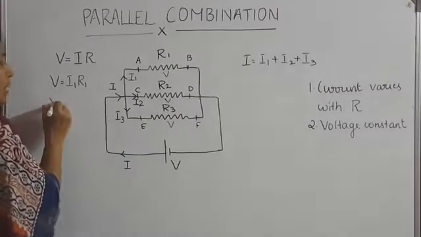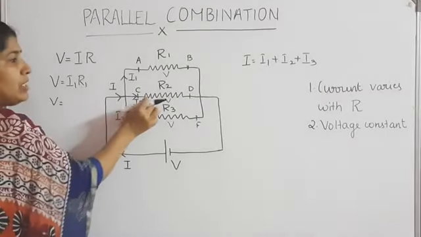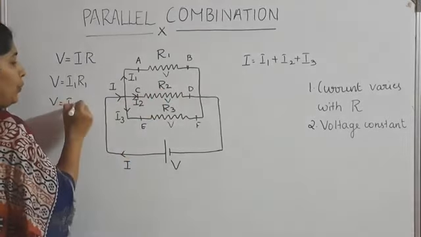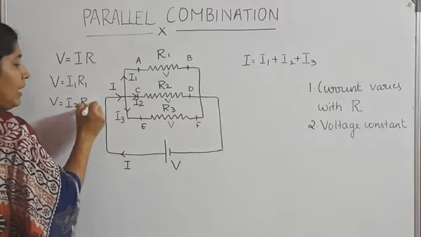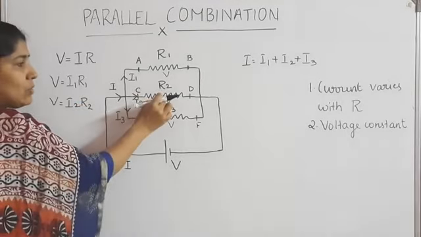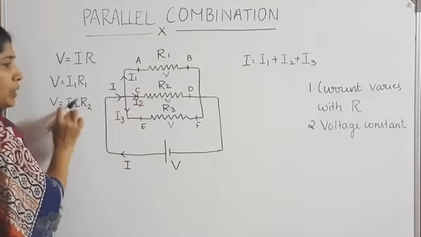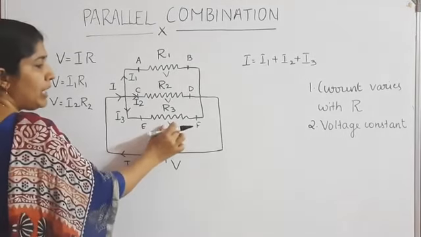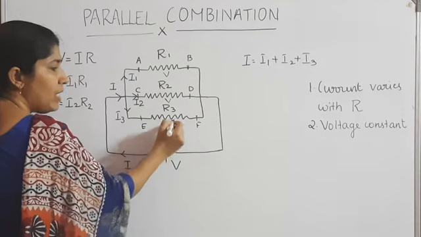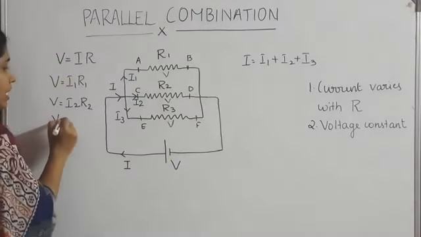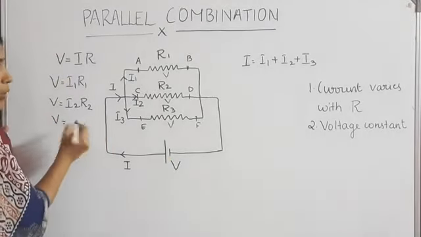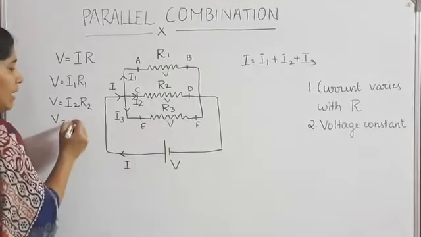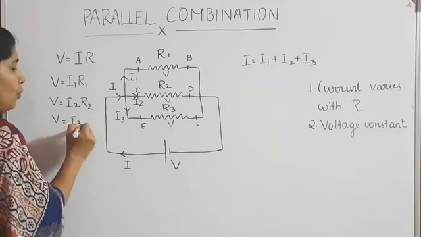Then V is equal to I2, the current flowing through the resistor R2, into R2. I2 is the current and R2 is the resistance, so I2 into R2 is equal to V. Here the voltage drop is V, and that is equal to I3, the current flowing through the resistor R3, into R3.